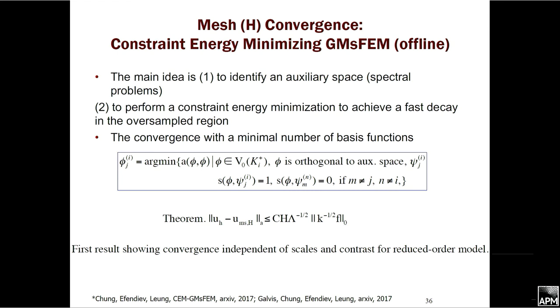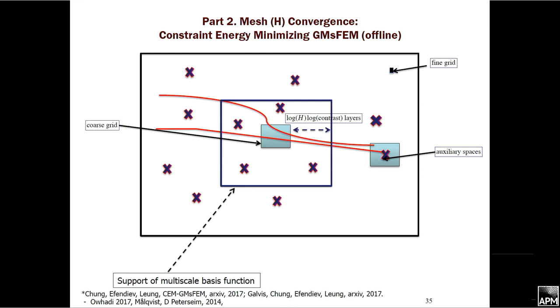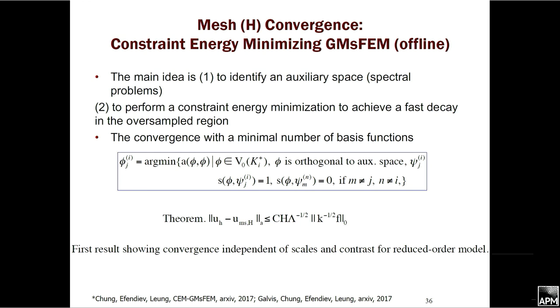So we build this spectral space, and then we do cutoff, and then we pick bases for each coarse grid, and then we build the bases in a larger domain, like what I show here. And this is the motivation. What we can prove is that the convergence of the method goes as H, and this is where we do the cutoff.